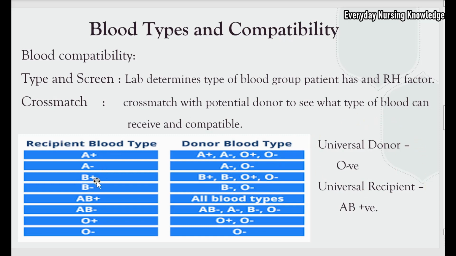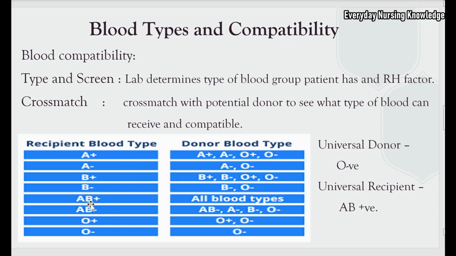Now B positive. Again, B can receive blood from B and O. Since it is positive, it can receive blood from positive and negative. So B positive, B negative, O positive, O negative. Coming to B negative, it can receive blood from B negative and O negative.